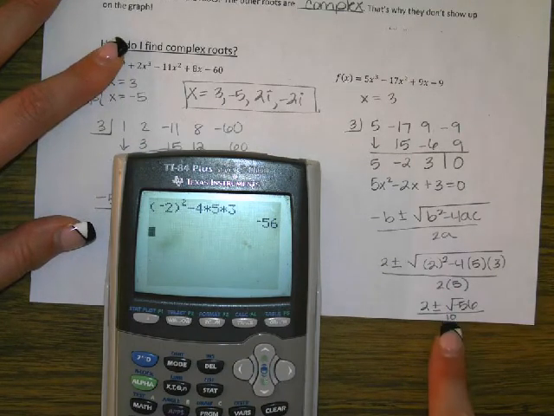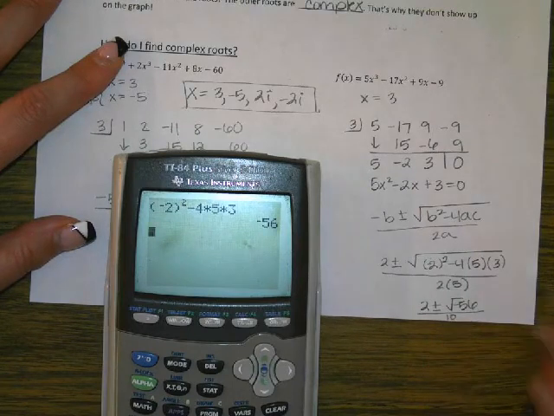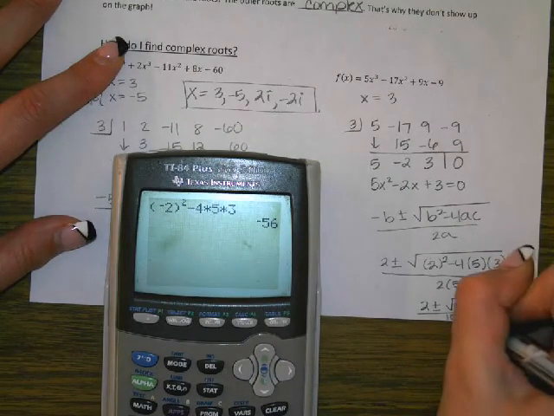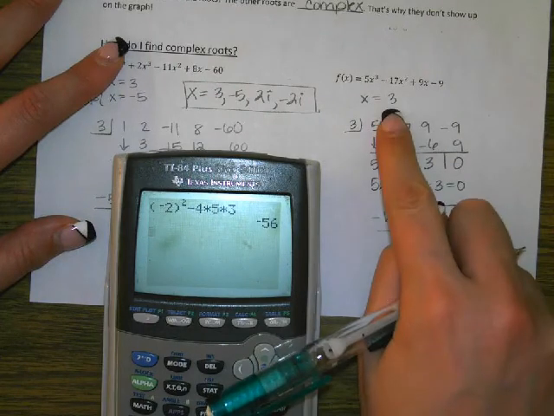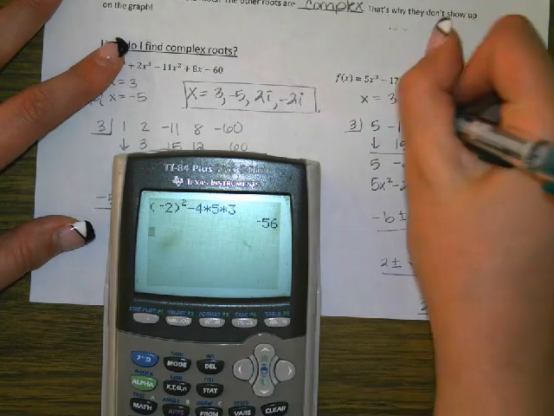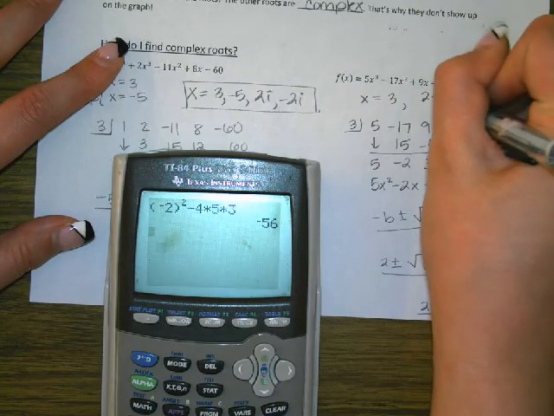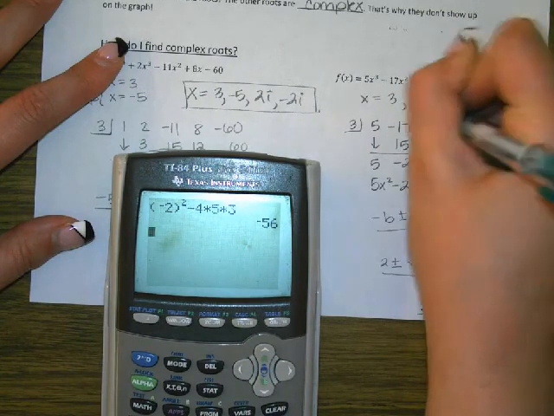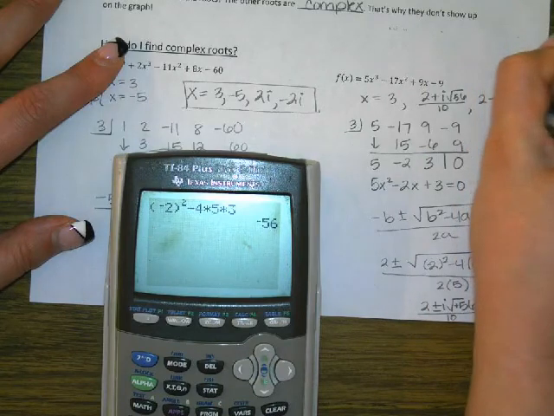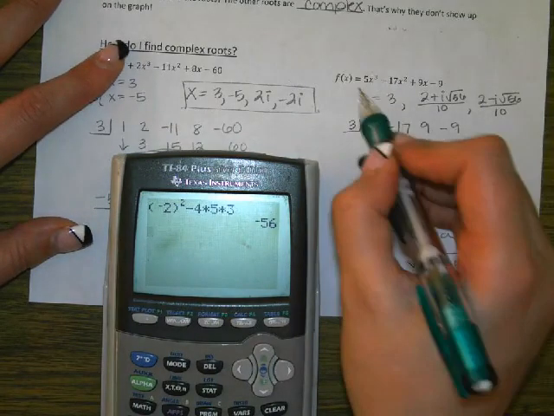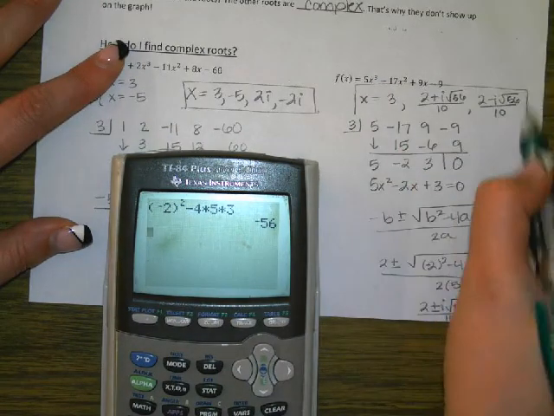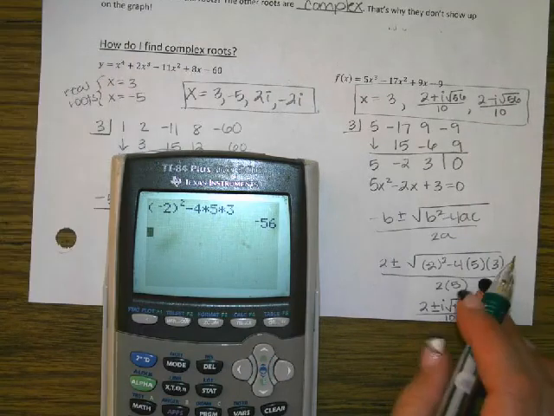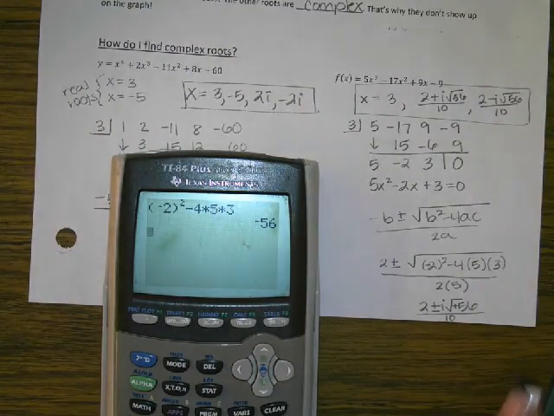So how do I fix this answer so that it looks correct? Change the 56 to positive, put an i in the front. And so we had one answer that was real up here, and then our next answer is 2 plus i root 56 over 10, and 2 minus i root 56 over 10. And did we get all the answers we expected to get? Yes. So degree of 3, we expected to have 3 answers. So that's your answer.